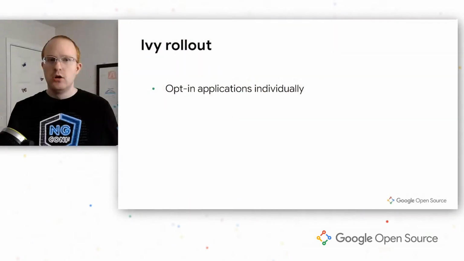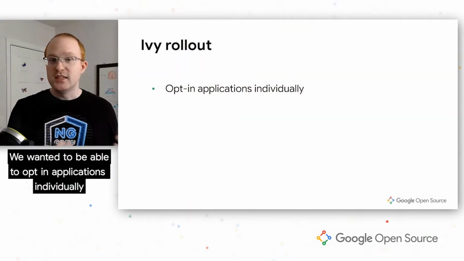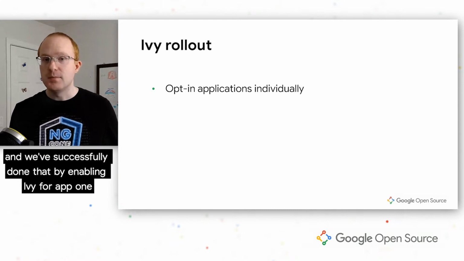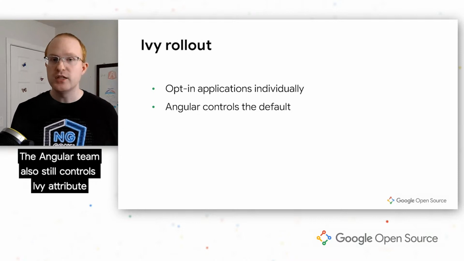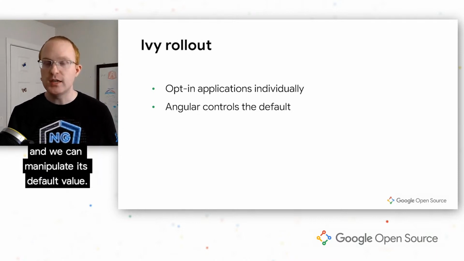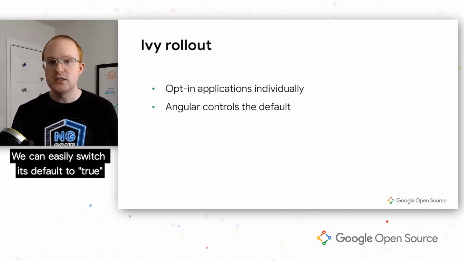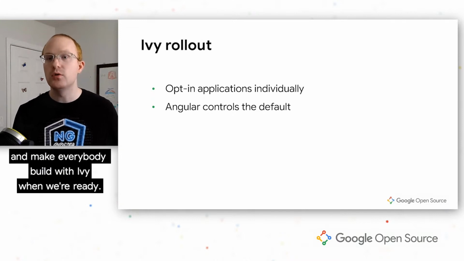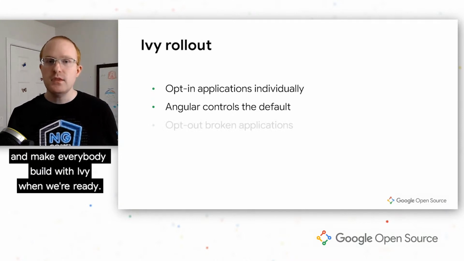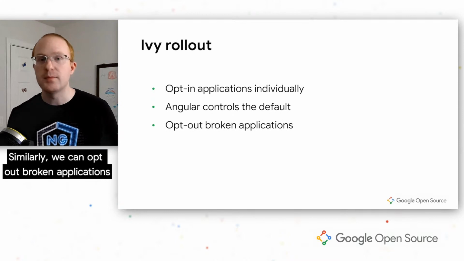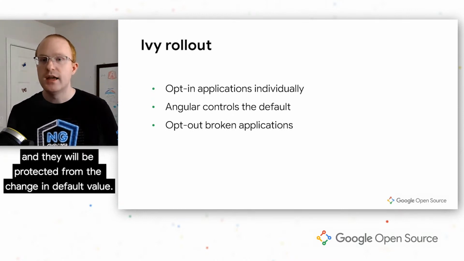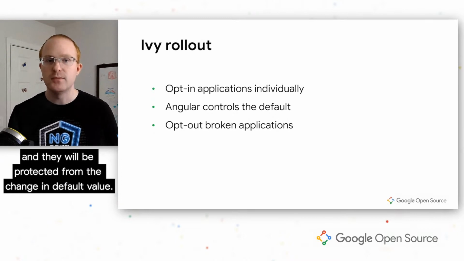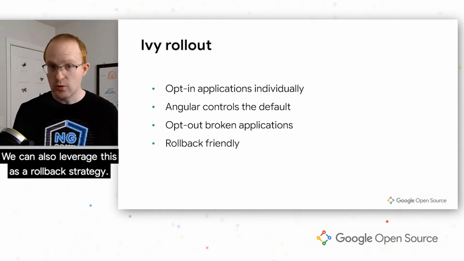So let's back up a little bit and review what we were originally trying to accomplish. We wanted to be able to opt in applications individually, and we've successfully done that by enabling Ivy for app1, but by leaving app2 alone. The Angular team also still controls the Ivy attribute, and we can manipulate its default value. We can easily switch its default to true and make everybody build with Ivy when we're ready. Similarly, we can opt out broken applications by having them just explicitly pass Ivy attribute equals false, and they will be protected from the change in default value. We can also leverage this as a rollback strategy.